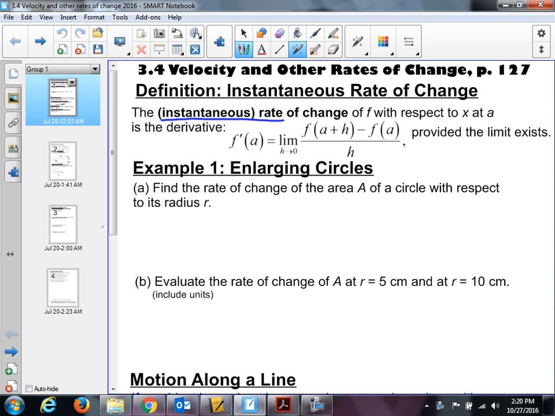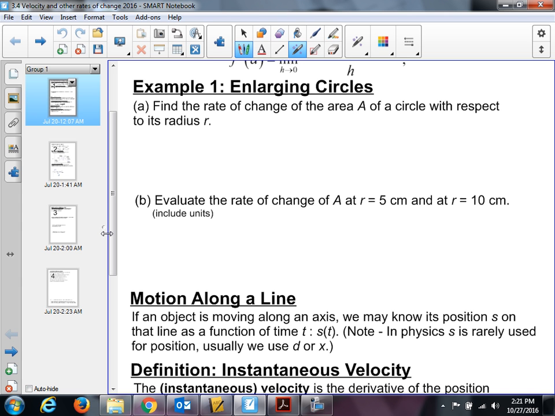instantaneous rate of change of a function f with respect to x is the derivative. This is at a particular point A. So, that would be like a number like 3. Hey, we've seen this. It's the derivative. Okay. But we know we don't actually have to use that limit, right? We've got shortcuts. We've got ways to do it, provided that limit exists, though.